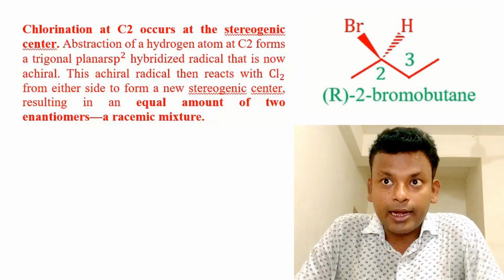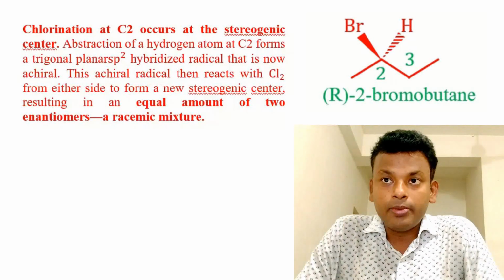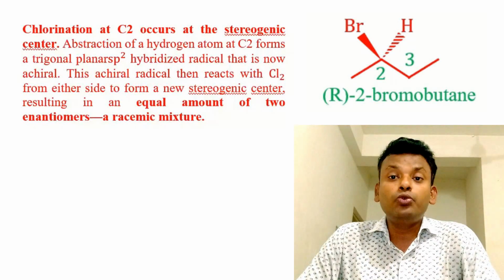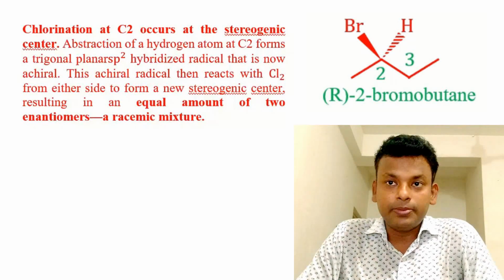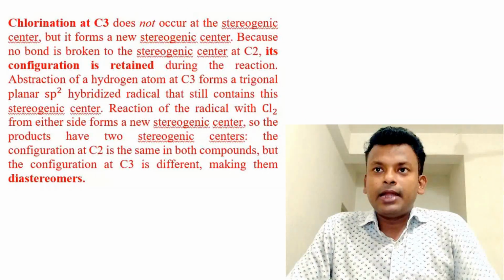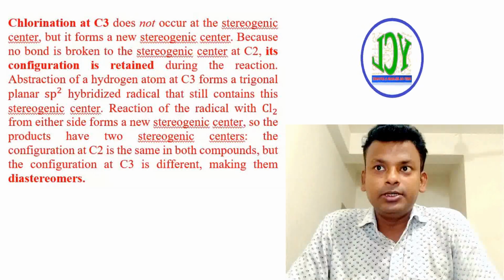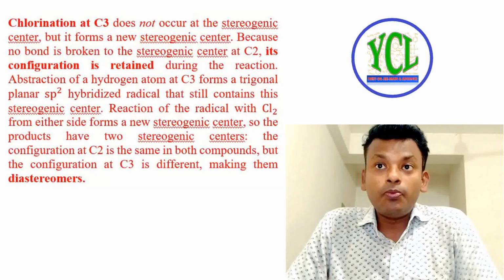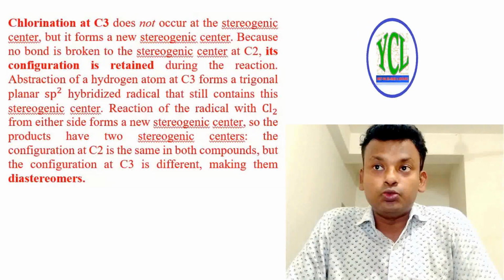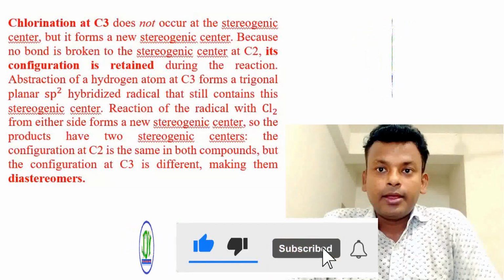This achiral radical then reacts with Cl2 from either side to form a new stereogenic center, resulting in an equal amount of two enantiomers, or a racemic mixture. Chlorination at C3 does not occur at the stereogenic center, but it forms a new stereogenic center, because no bond is broken to the stereogenic center at C2. Its configuration is retained during the reaction.